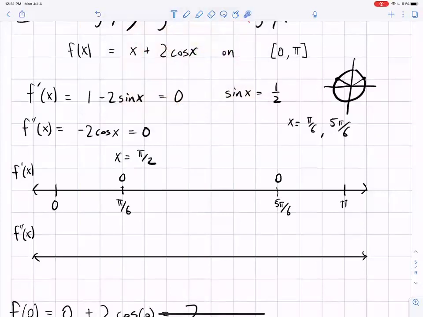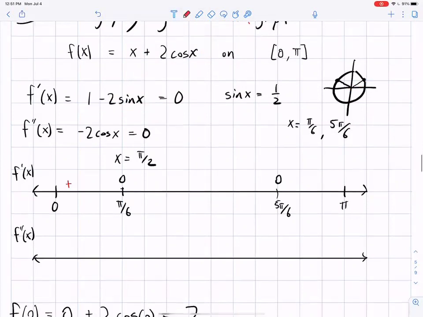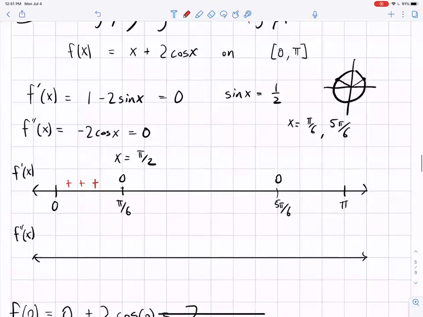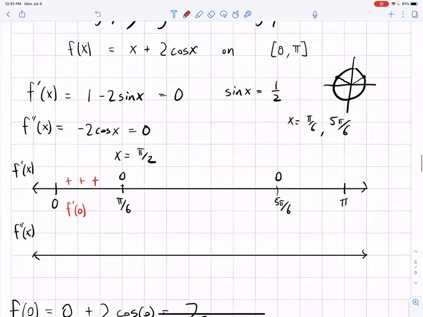And then if we plug in a test point and plug it into the derivative, the way we can think about this is, if I plug in an angle smaller than pi over 6, then the y value will be smaller than 1/2. So 1 minus something smaller than 1/2 will mean that this is positive. You could also just do 0 as our test point. So f prime of 0, because it's on this side, is positive, and so that works.